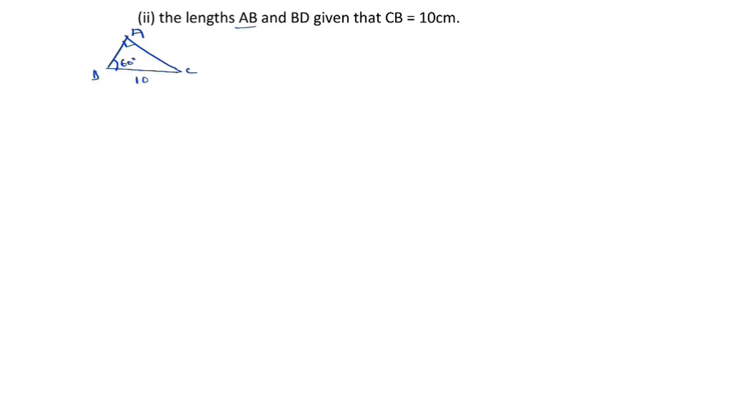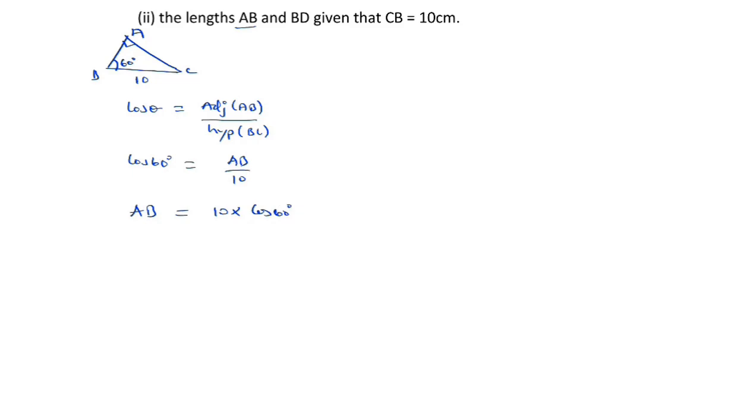Now using a cosine formula which says cos theta equals adjacent side AB over hypotenuse side BC, our equation is going to be cos 60 equals AB over 10. Let us just make AB the subject. We are going to have AB equals 10 times cos 60. And we know that cos 60 equals 0.5.